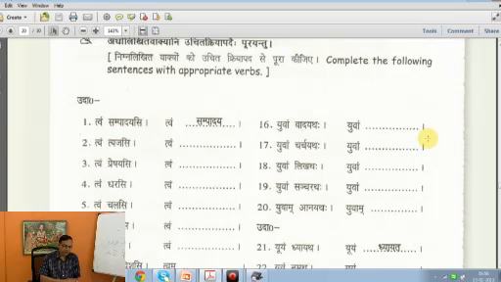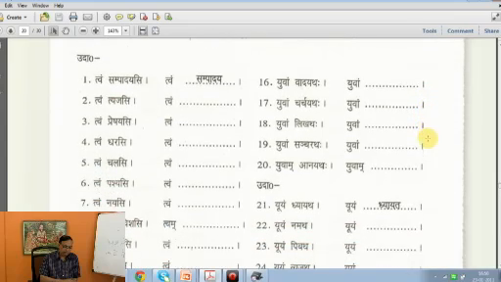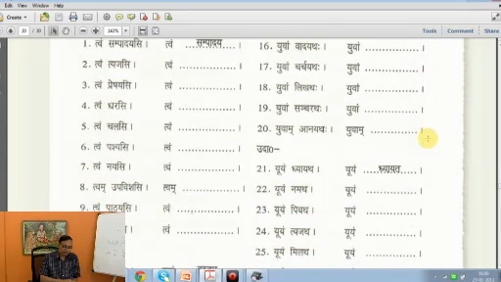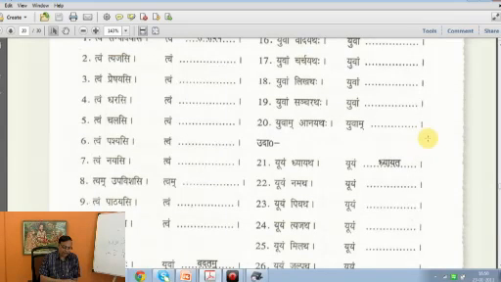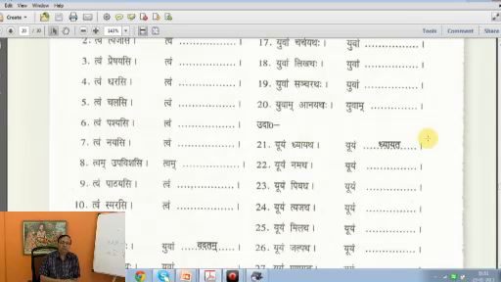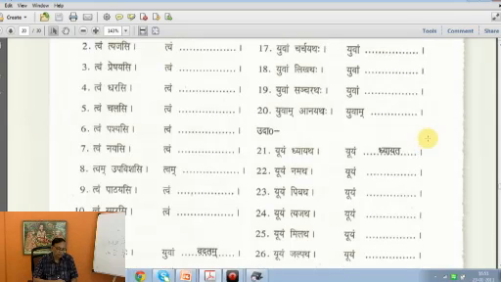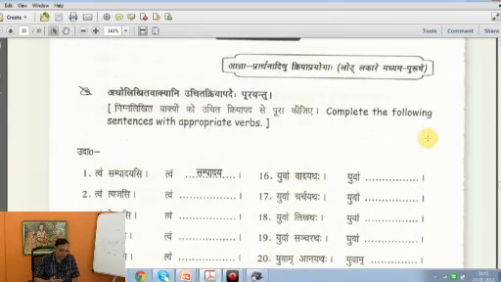Tvam preshayasi, tvam preshaya. Tvam dharasi, tvam dhara. Tvam chalasi, tvam chala. Tvam pashyasi, tvam pashya. Tvam nayasi, tvam naya. Tvam upavishasi, tvam upavisha. Tvam patayasi, tvam pataya. Tvam smarasi, tvam smara. You remember, the meanings of the verbs you already know. This is how it is in the second person, singular number.